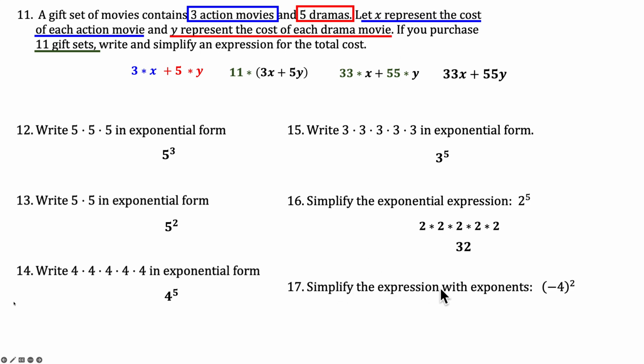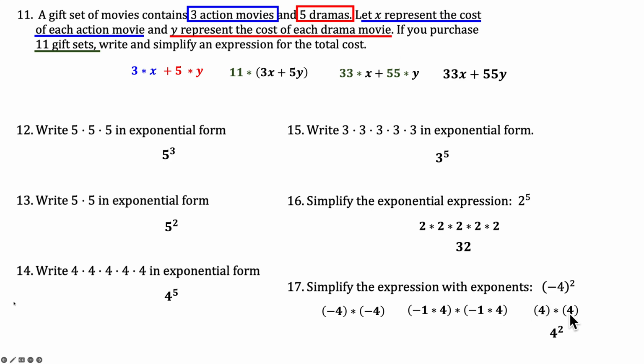17, simplify the expression with exponents. So they want to leave exponents in this answer. So this is technically a negative 4 times a negative 4. Well, let's talk about negative numbers here real quick. A negative number is defined by the number 4 being multiplied by a negative 1. Now, these multiplications can be in any order because they're commutative. So negative 1 times a negative 1 is a positive 1. Well, multiplying anything by 1 doesn't change anything. So we're left with 4 times 4.